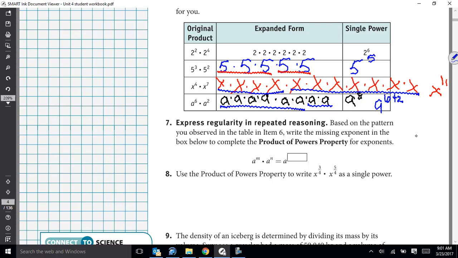Yep. So we're going to have our base of a stay the same because our base never changes, right? It was 5 here, and it stayed 5. x stayed x, a stayed a. But now, here we added all of our exponents together, right? Like 4 plus 7 gave us the 11. 3 plus 2 gave us 5. 2 plus 4 gave us 6. So what are we doing with our m and n? We're adding them together. So m plus n.